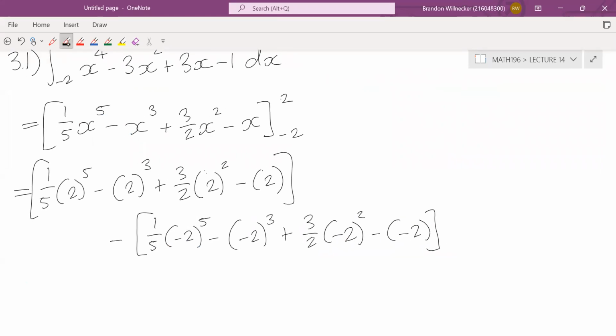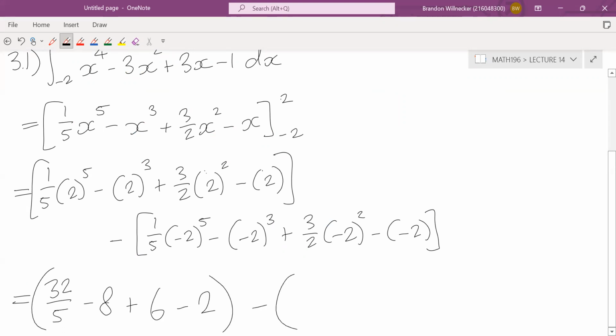Okay, so let's take a look here. So now we just need to simplify this. So 2 to the 5 over 5, that's going to be 32 over 5. Then minus 2 cubed, that's minus 8. 3 over 2 times 2 squared, that's going to be plus 6, and then minus 2. And then for the second part, we're going to have minus 32 over 5, plus 8, plus 6, and then plus 2.